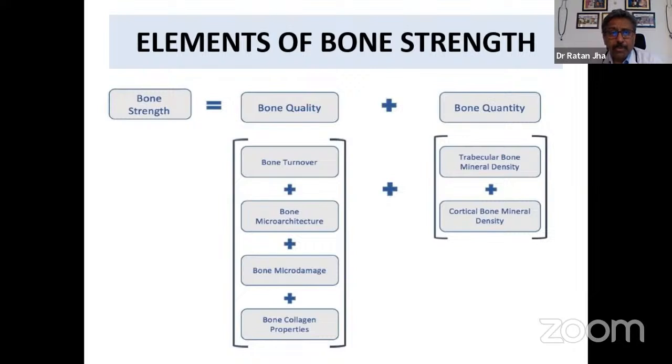The bone quality could be understood by bone turnover markers, bone microarchitecture by radiological evaluation, bone micro damage by again a sophisticated radiological test, and bone collagen properties by both bone turnover markers and the radiological evaluation. So the quality and quantity both have to be assessed, but commonly you are looking at the quantity because that is the easiest tool that is available.